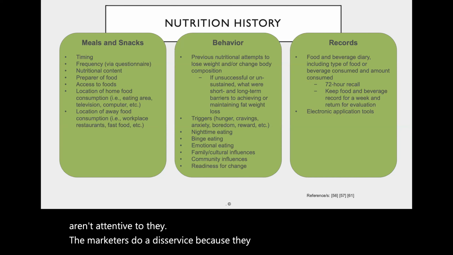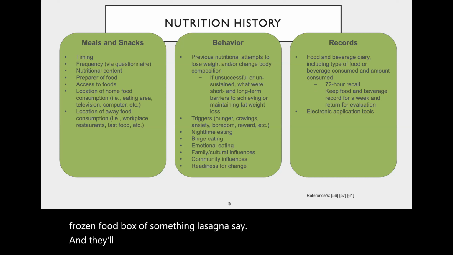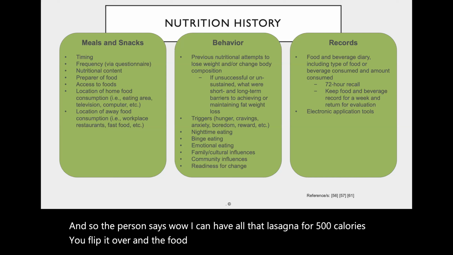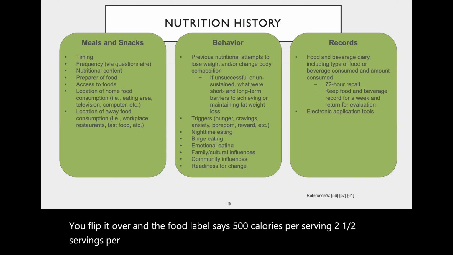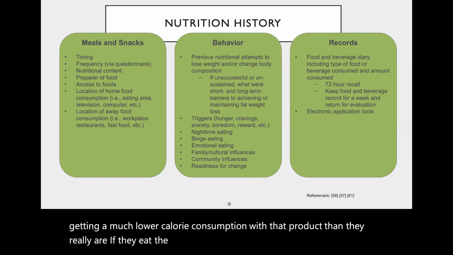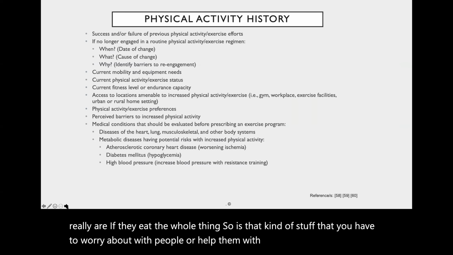will have a prepared food, frozen food box of something, lasagna, say, and they'll put prominently on the label 500 calories. And so the person says, wow, I can have all that lasagna for 500 calories. You flip it over, and the food label says 500 calories per serving, 2.5 servings per container. And people don't read that. So they think they're getting a much lower calorie consumption with that product than they really are if they eat the whole thing. So it's that kind of stuff that you have to worry about with people or help them with anyway. Worrying doesn't really help.